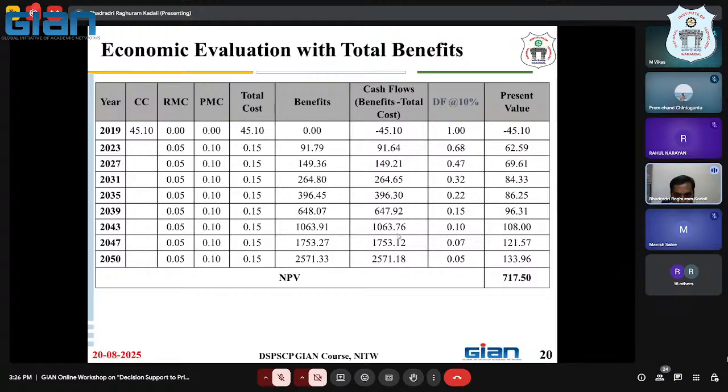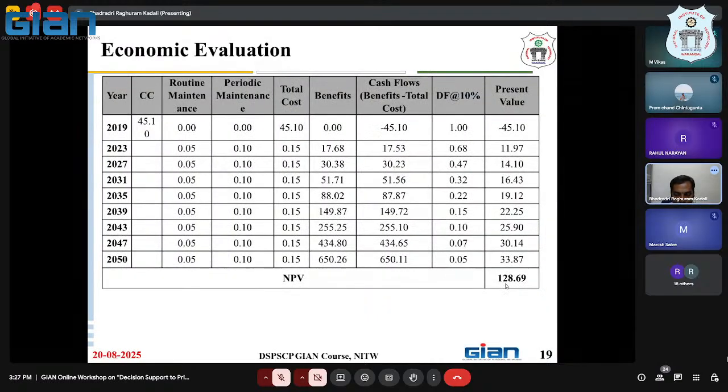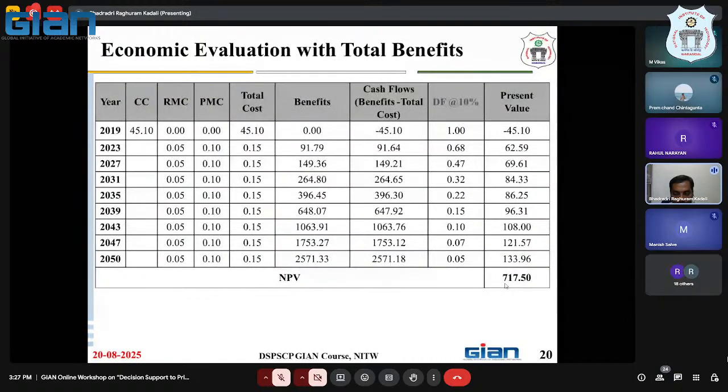When the cash flows were estimated, then with the discount interest rate, we estimated the total NPV value. Now if you see the NPV value with travel time cost alone, it is 128.69, and if I include everything together, it is 717.5. So obviously this project is worthwhile to invest in.